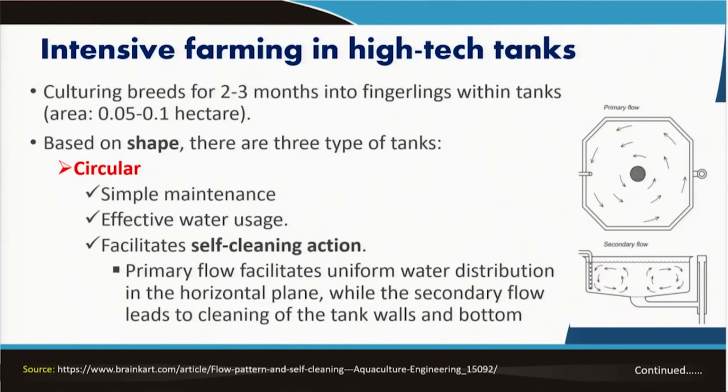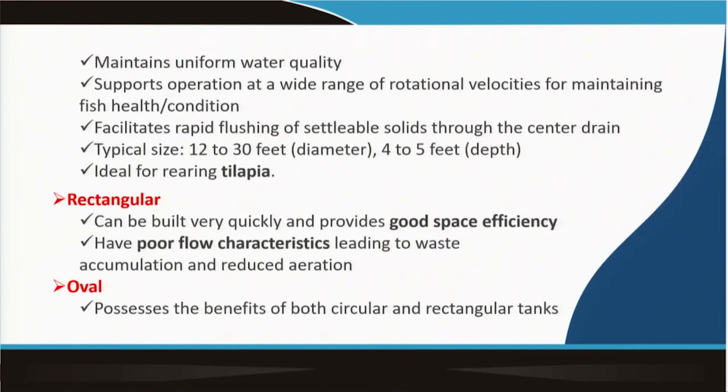So in general, in intensive farming in high-tech tanks, we culture the breeds for 2 to 3 months as fingerlings within the tank. Based on shape, there are 3 types. Simple circular, which is simple to maintain, easy for effective water use, and it also facilitates self-cleaning action. It also maintains uniform water quality. It supports operation at a wide range of rotational velocities for maintaining fish health and conditions.